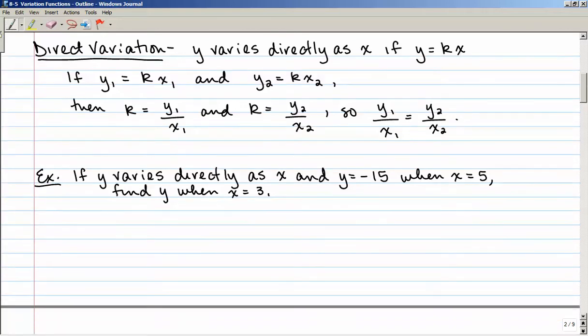And here's what a problem will look like. It says if y varies directly as x, so I know that's going to be y over x, because that's direct variation, and y is negative 15 when x is 5, I need to find y when x is 3. So these two values go together. So when y is negative 15 and x is 5, I need to find y when x is 3. And that gives me my equation to solve. By cross multiplying, I get 5y is equal to negative 15 times 3, or negative 45. So y is equal to negative 9.